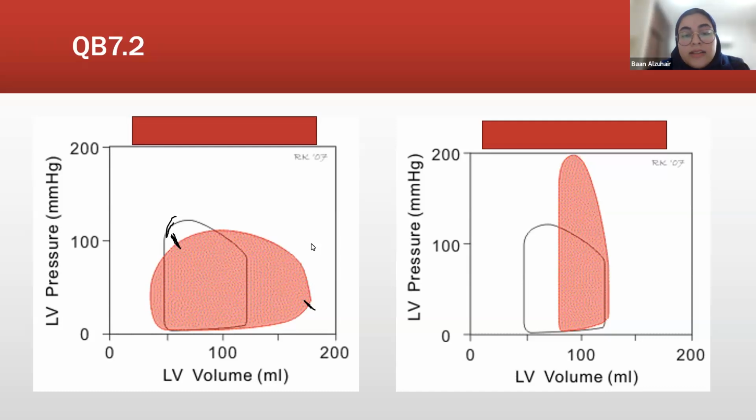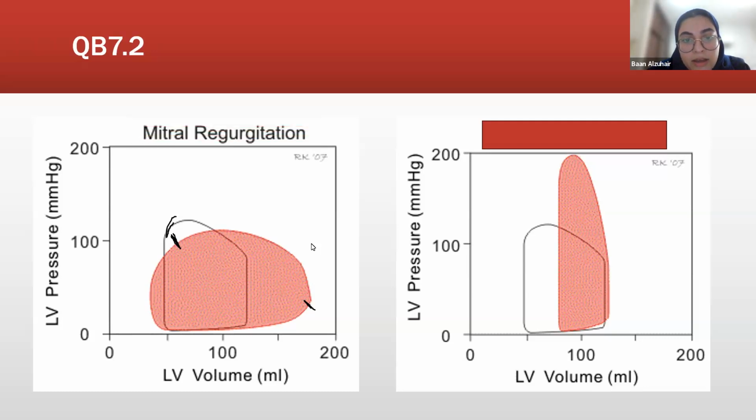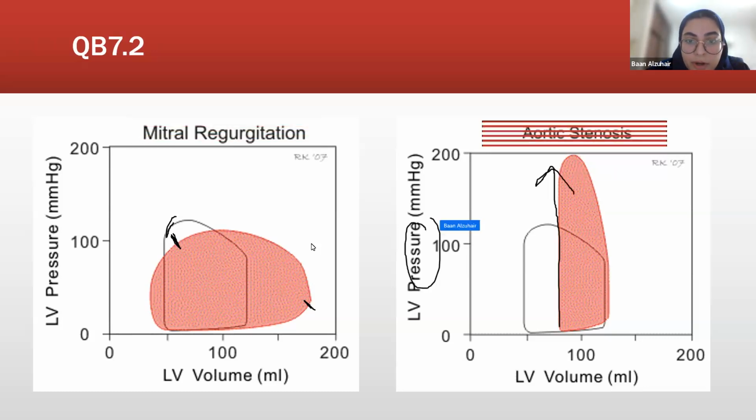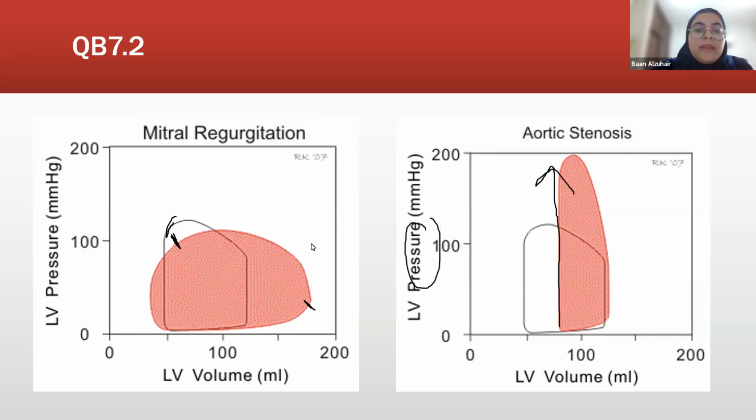Okay, this is aortic stenosis. This is very high in the left ventricular pressure. Why? Because as Aisha explained before, inshallah, in aortic stenosis, the ventricle has to generate way more force in order to push blood. So the pressure is going to increase and it's going to be really high. No diagram is the same as aortic stenosis.